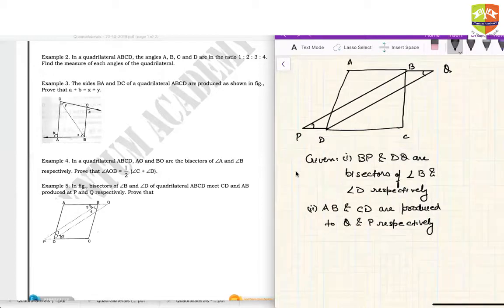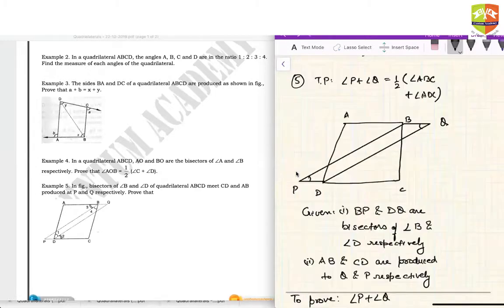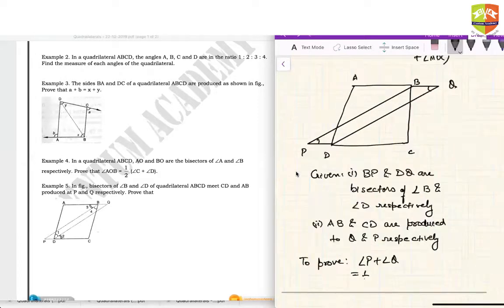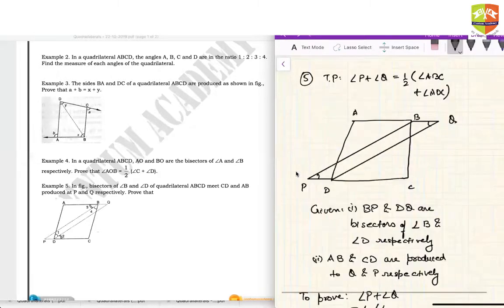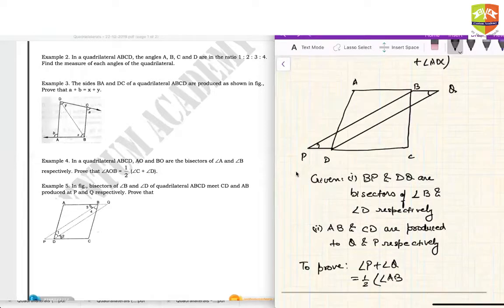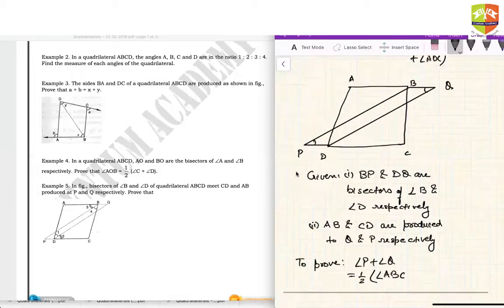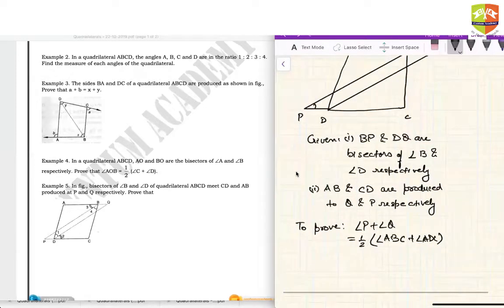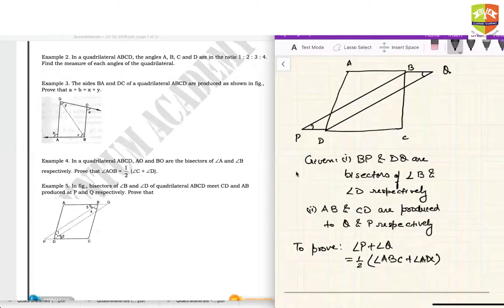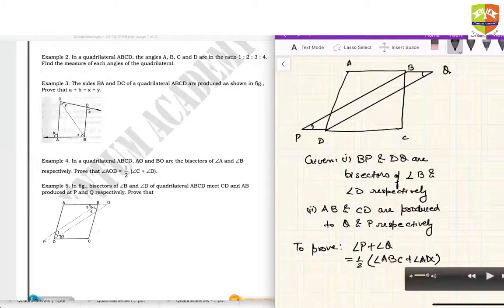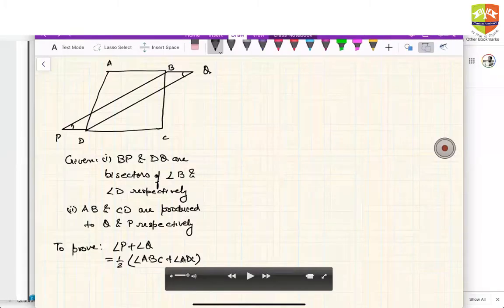Now, what is to be proved? Angle P plus angle Q is nothing but half of angle ABC and ADC. This is what is to be proven. Okay, great. Now once I have taken down the question, I'll use the entire space. Now it is clear how to go about it.